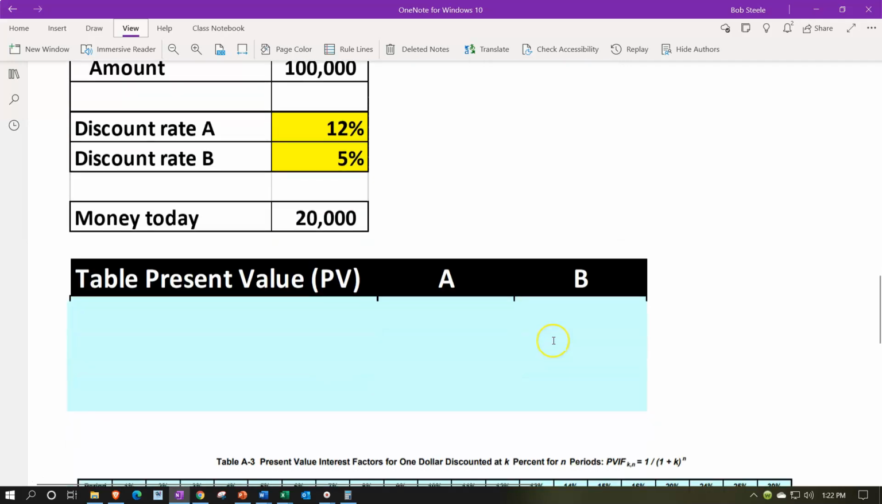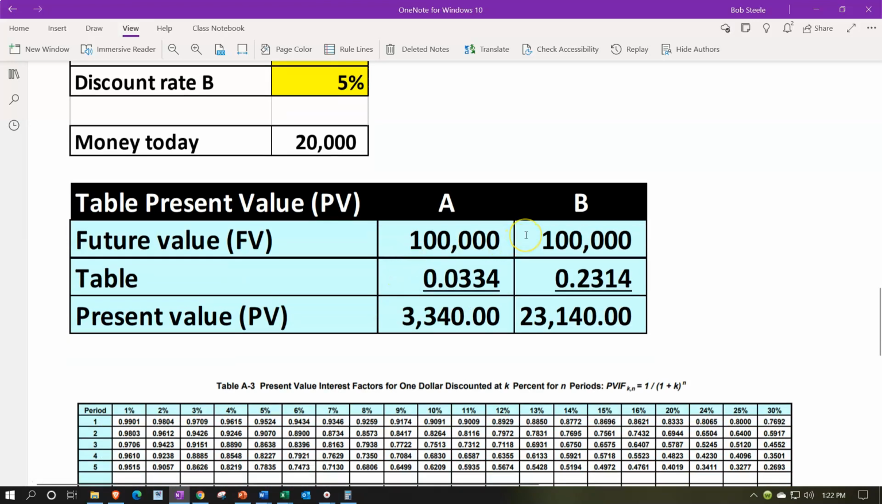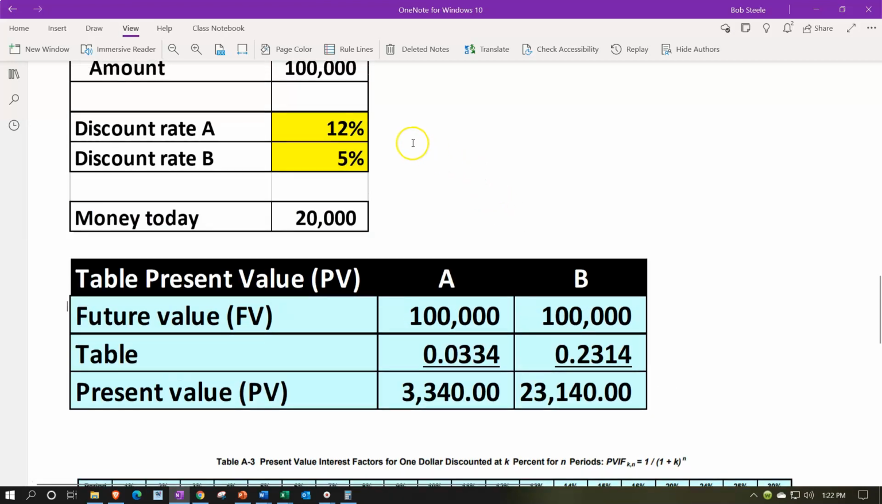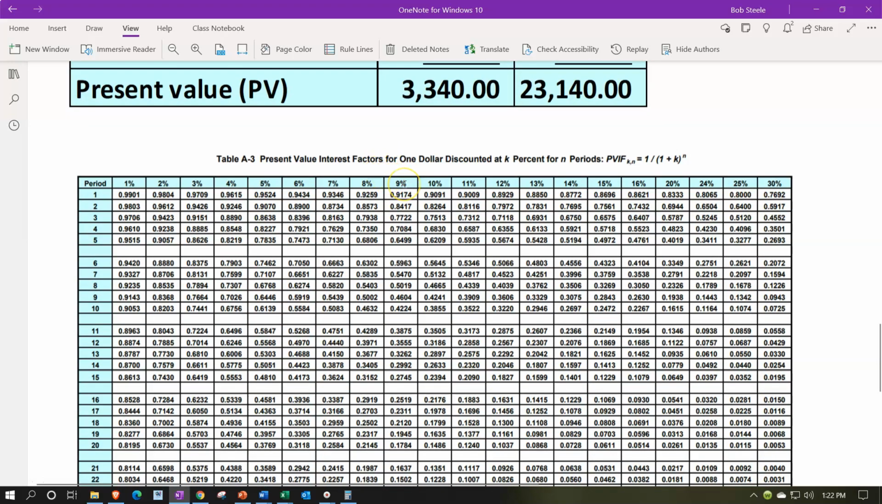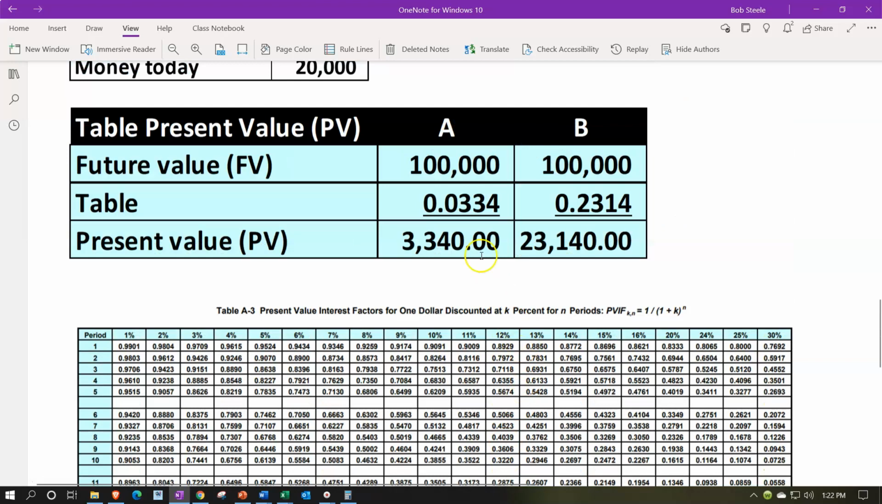The next one is the tables. So we can use the same kind of thing with the calculation of the tables, 100,000, 100,000. Then we want to look at the tables for the 12%, 30 years, and 5%, 30 years. So make sure you're picking up the correct table, present value of 1, not an annuity. 12% here at the 30 years. 30 years is way down here. 12%, 30 years, 0.0334. So that's where this 0.0334 is coming from here. And that once again gives us that 3340.